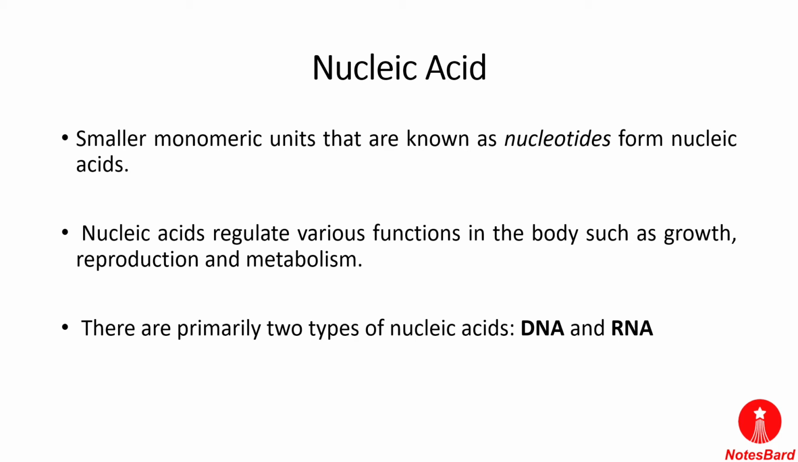Now DNA consists of nucleotides which are made up of four nitrogen bases. The four nitrogen bases are adenine, guanine, cytosine, and thymine. Uracil, in place of thymine, makes up the RNA or ribonucleic acid. So the nucleic acid plays a major role in the body.